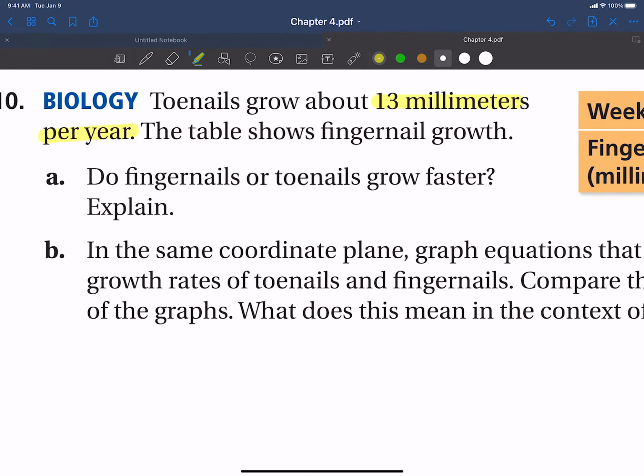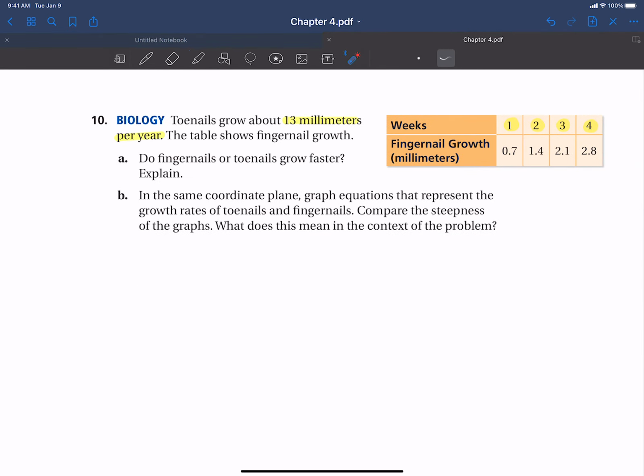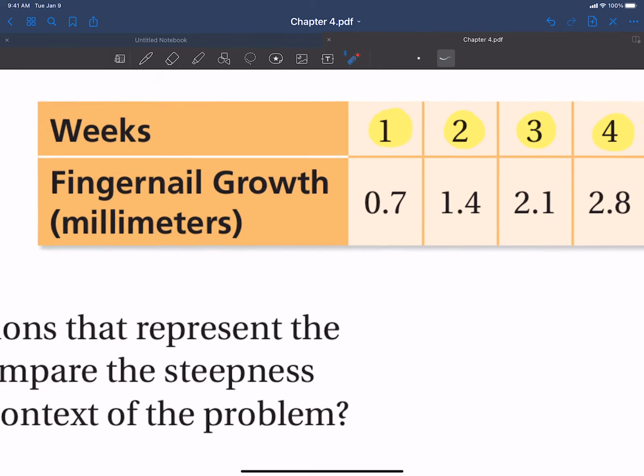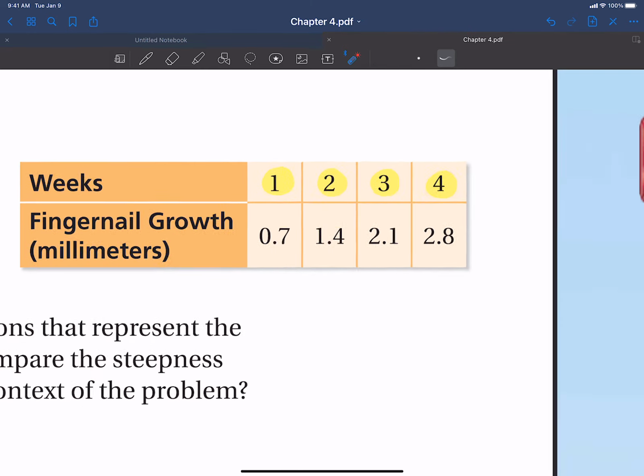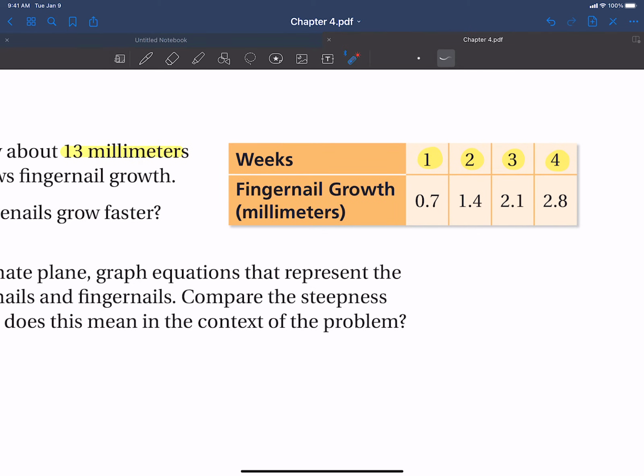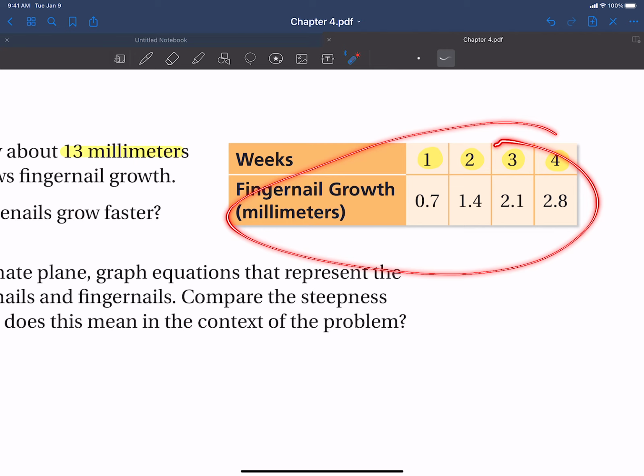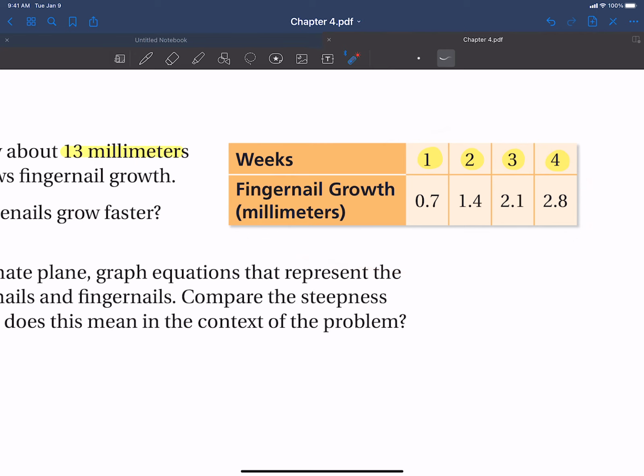Okay. The question says, do fingernails or toenails grow faster? Explain. So remember, this is two different sets of information. It says a toenail grows 13 millimeters per year. A fingernail, it looks like it's growing bi-weekly. Do you see that? Way faster. Do you think maybe I need to see how much a fingernail grows per week? What does it grow per week? 0.7. Is it 0.7 plus 0.7 every time? Yes. So is this a direct variation, just this table? Yes. A direct variation because it's a proportional relationship, right?